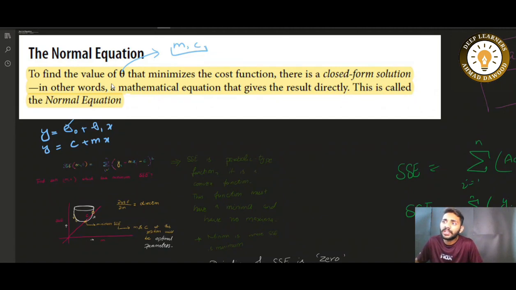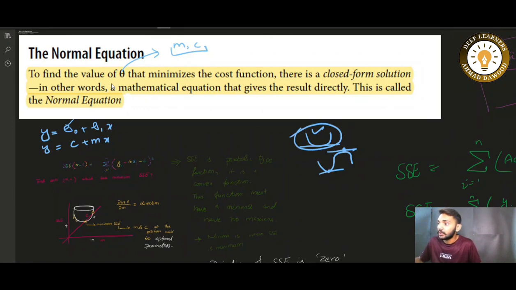Parameters m and c: find the values of parameters that minimize the cost function. There is a closed form solution, or in other words a mathematical equation that gives the result directly. This is called the normal equation. We are directly finding our solution because we know that this function has a slope 0 at the minimum position. A graph like a U shape has slope 0 at its bottom, and that is the case because we have a convex function. So that's why we are doing this by a closed form solution.